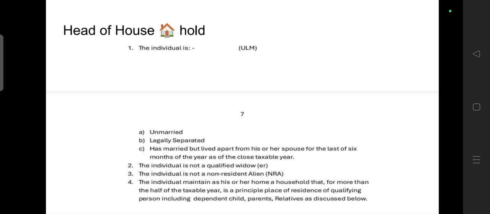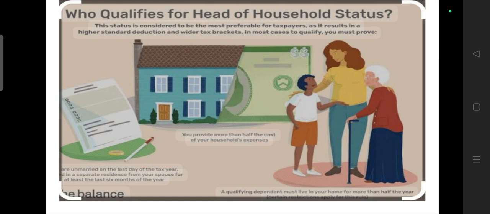So let us sum up who is eligible in this category: unmarried people, or legally separated people, or people in the process of separation. We are taking the year-end test from the last 6 months of the taxable year, which is also covered. Here we need a deep dive on head of household. See this picture: there is a child and a grandmother. So with the taxpayer, qualified people will live with them.